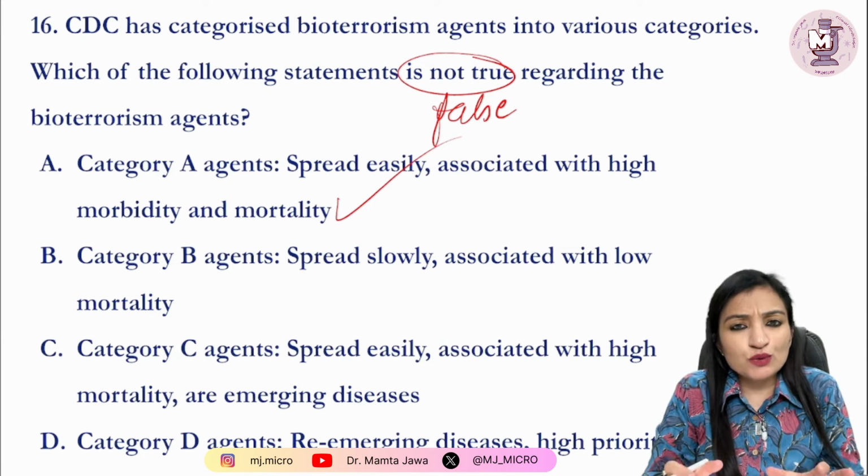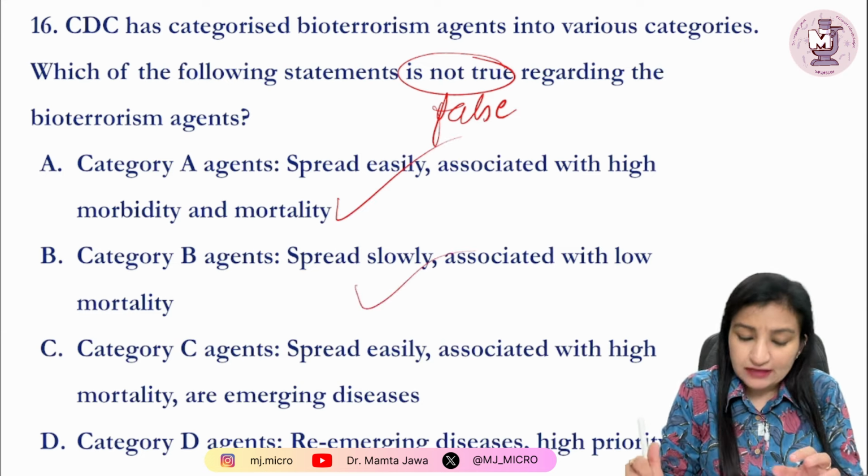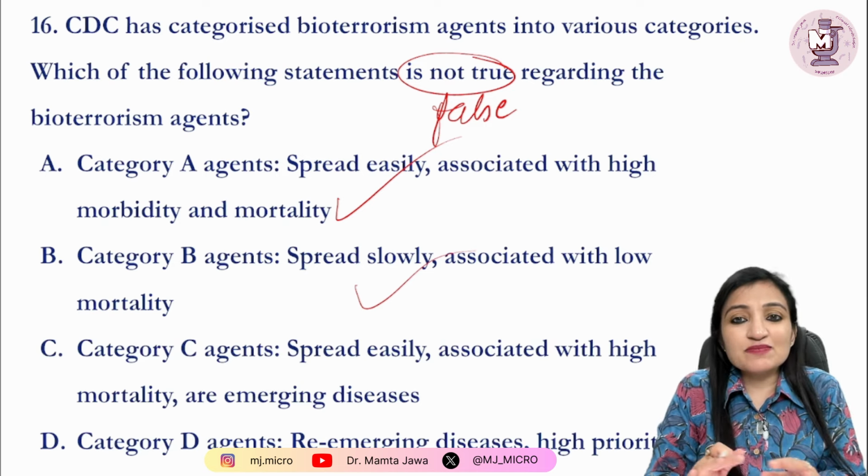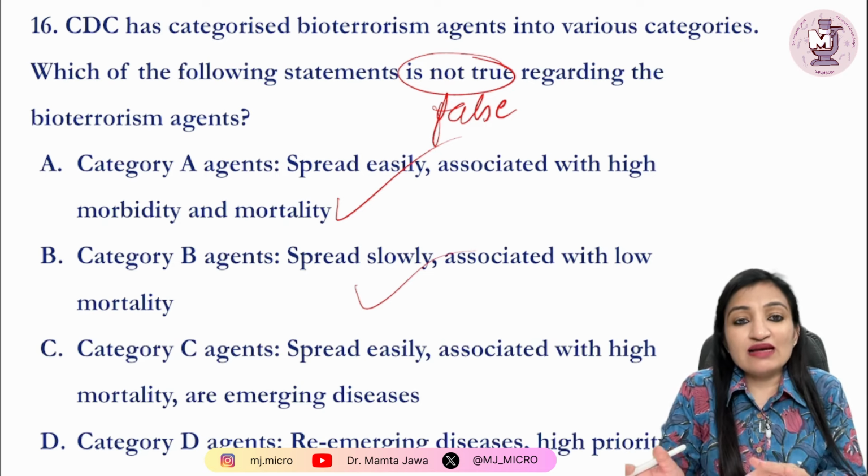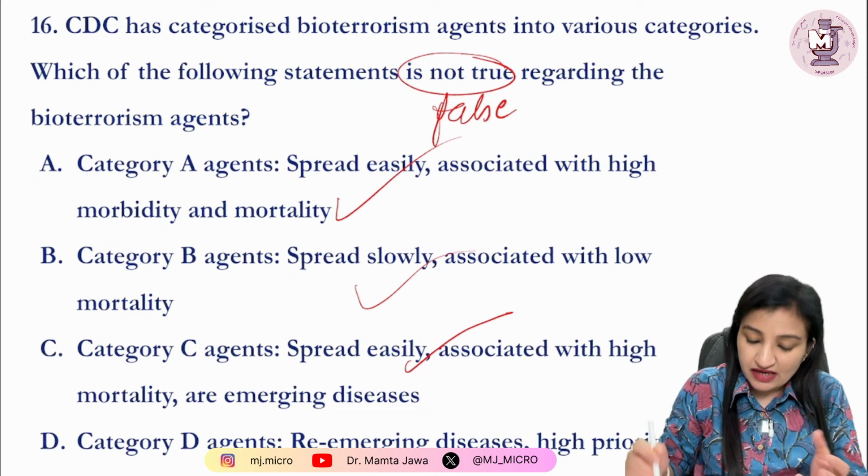Category B agents spread slowly, associated with low mortality. ये भी ठीक लग रहा है, ठीक है. Category C agents spread easily, associated with high mortality, are emerging diseases. ये भी ठीक है.